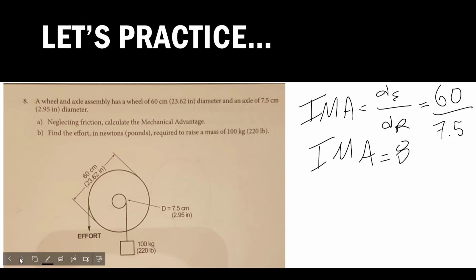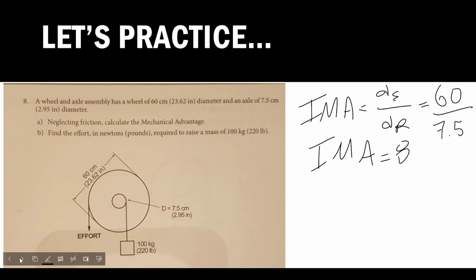That's part A. Part B says, find the effort in newtons or pounds required to raise a mass of 100 kilograms or 220 pounds. So in this case, we're going to assume that the efficiency is 100%. And I can do that for two reasons. One, they don't tell me a different number for efficiency. And two, in part A, we neglected friction. So I'm just going to neglect friction in part B too.